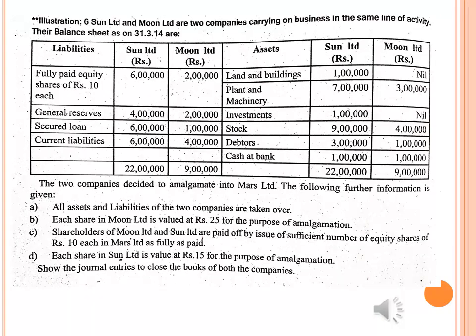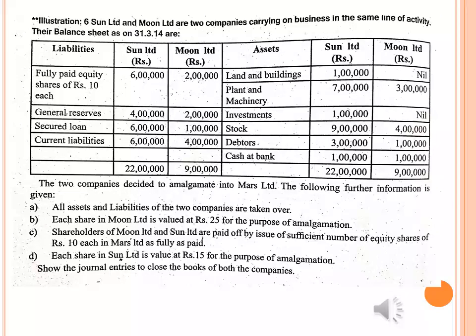Good day. In this question of amalgamation, the balance sheet of Sun and Moon Limited is given. You can see the adjustments they have given: all assets and liabilities are taken over. Apart from equity and general reserves, we have secured loan and current liabilities, which are outside liabilities. All the assets are being taken over, so we have to find the purchase consideration.